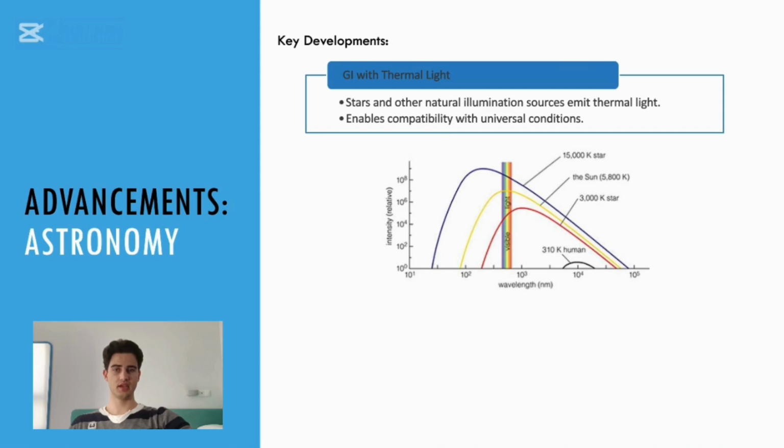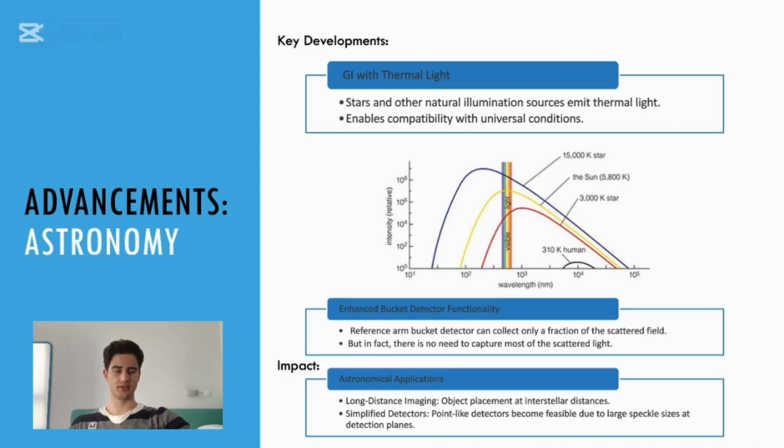In second place, it was shown that the bucket detector in the reference arm, which is nominally expected to collect most of the light scattered from the object, could be replaced with one that collects only a fraction of the field scattered by the object. These two conditions together permit an object to be placed at a large distance from the observer, which is critical for astronomical applications, and which also allow the detectors in both arms to resemble point-like detectors, as interstellar distances result in large speckle sizes on the detector planes.